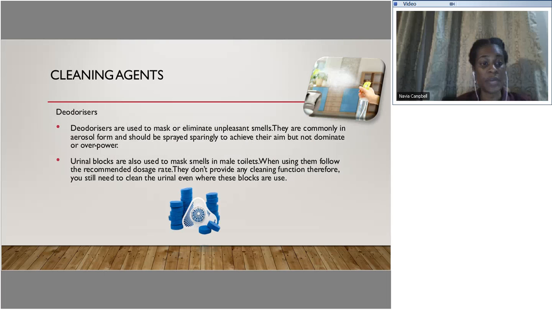Deodorizers. Deodorizers are used to mask or eliminate unpleasant smell. They are commonly found in aerosol cans and can be sprayed sparingly to achieve their aim but not dominate or overpower. Urinal blocks are also used to mask smells in male restrooms. When using them, follow the recommended dosage range. They don't provide any cleaning function, therefore, you still need to ensure that the urinals are cleaned properly.